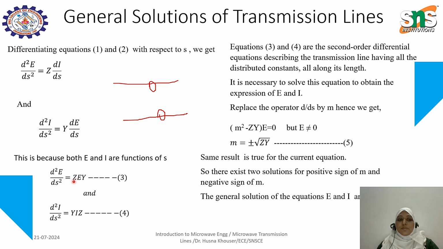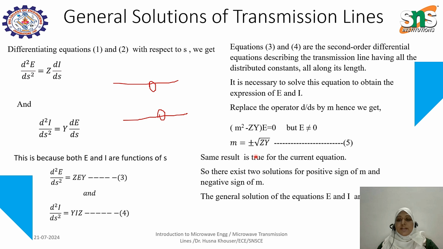So we get this term by rearranging this equation. If we consider this as m squared, and we move minus zy inside the equation and make it equal to 0, we get m equal to plus or minus root of zy. We remove the term Ey, which is not equal to 0, and we get the same result as for the E condition, that is the voltage condition.